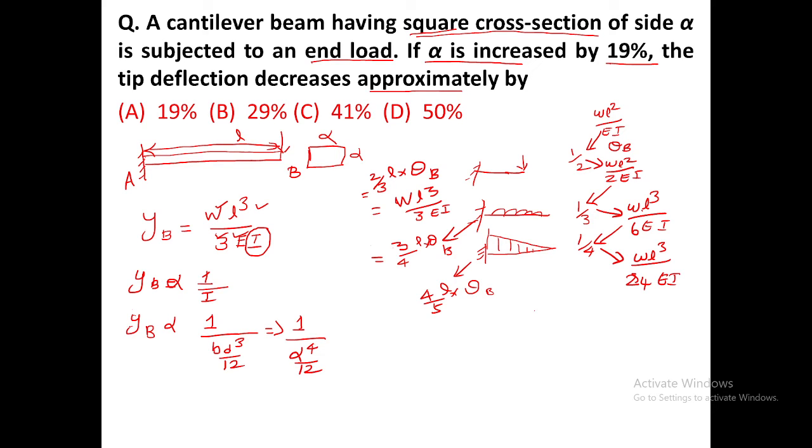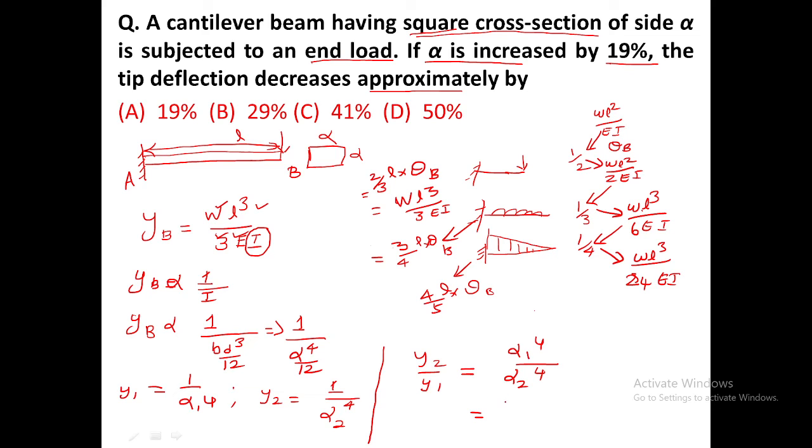So here y1 equal to 1 divided by alpha 1 power 4, y2 equal to 1 divided by alpha 2 power 4. So y2 by y1 equal to alpha 1 power 4 divided by alpha 2 power 4.